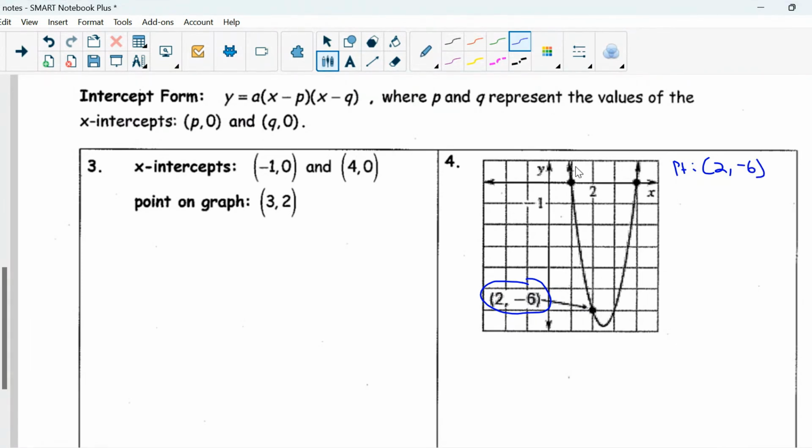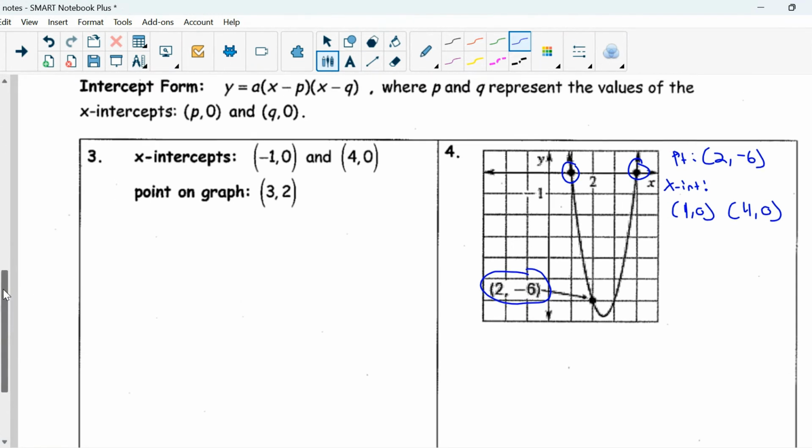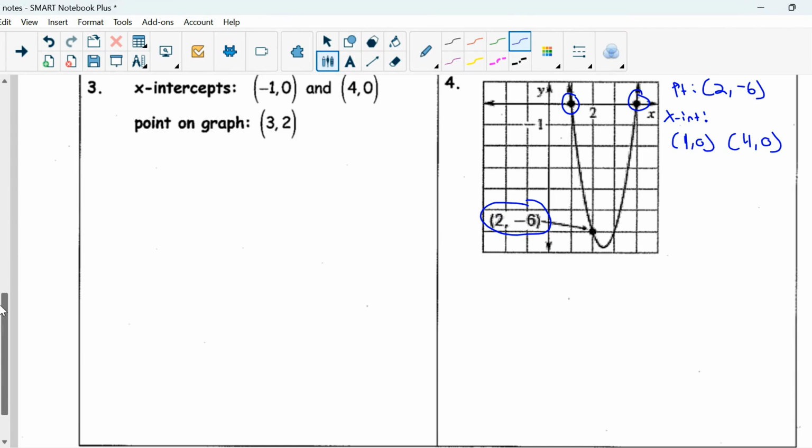And then you need to know your two x-intercepts, which are given to us. So my x-intercepts can just be, let's see, looks like that's my y-axis. So that would be 1 and 0. And then my second one would be 4 and 0. Those are my two x-intercepts. So from looking at the graph, I have collected all the info that I'm going to need in order to write my intercept form. Similar process to vertex form.